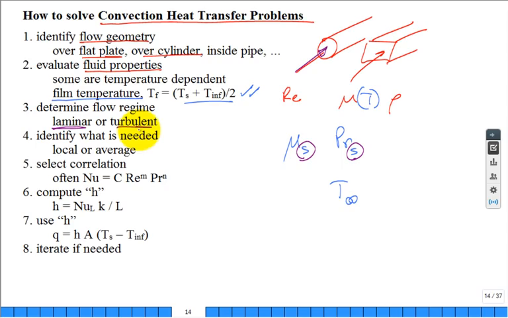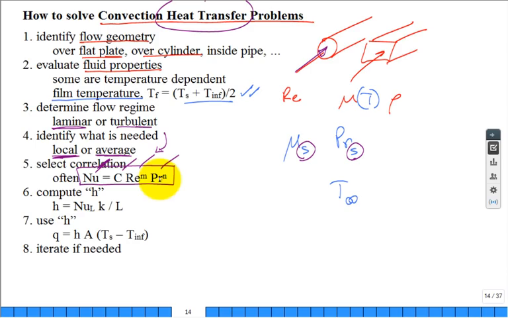Then figure out, what are you asked to solve for? Am I looking for an average value or a local value? Different set of correlations. Then find your right correlation. A lot of them are this simple. I'm doing a heat transfer calculation, so I need the Nusselt number. And it's usually a constant, Reynolds to a power, Prandtl to a power. Those are the simplest, the most common. They only get worse than that.